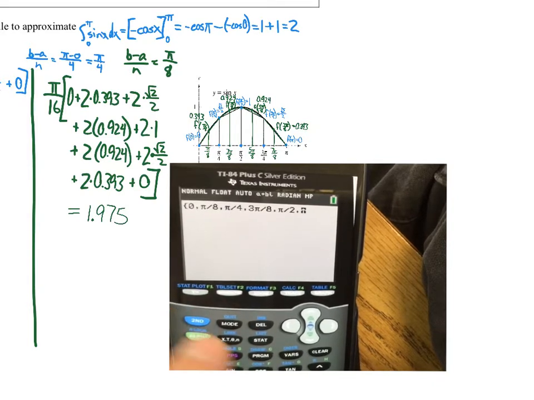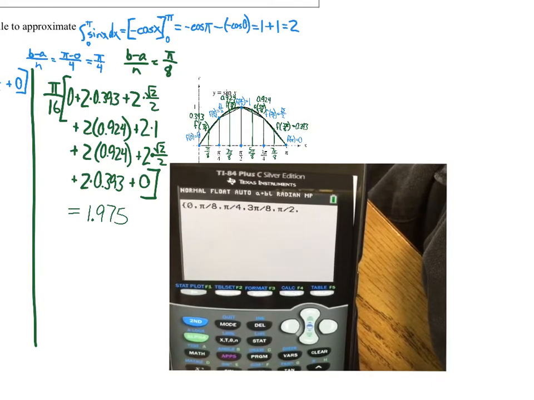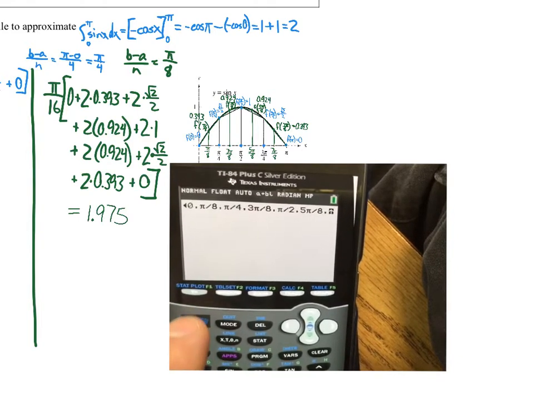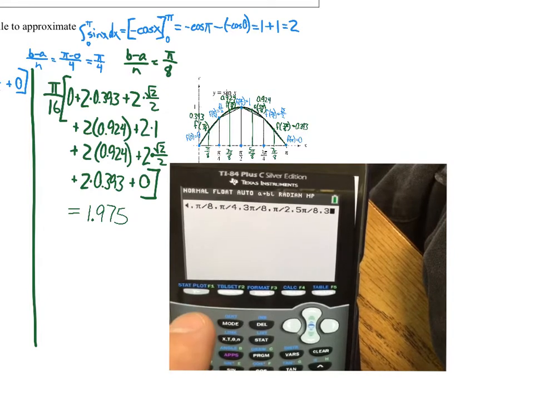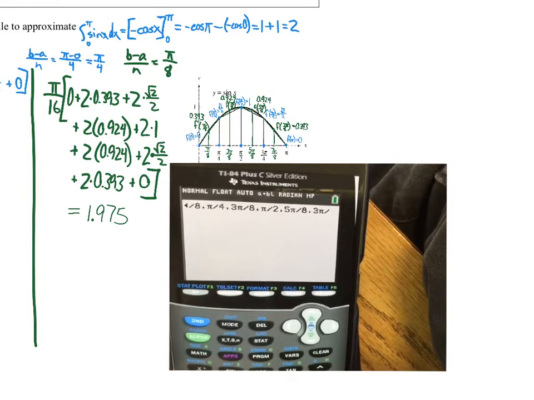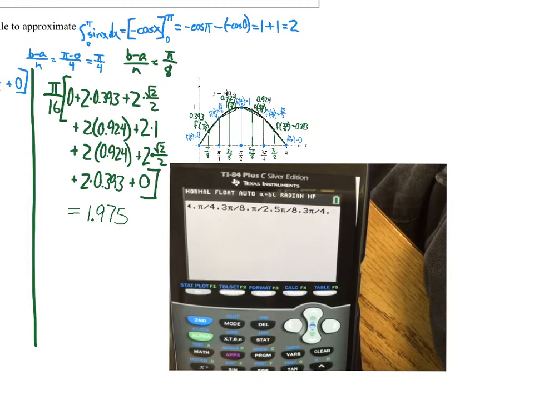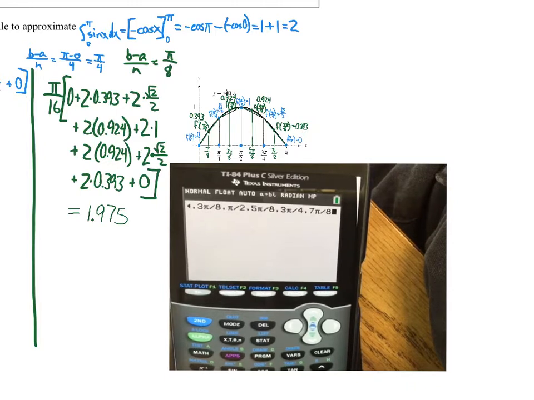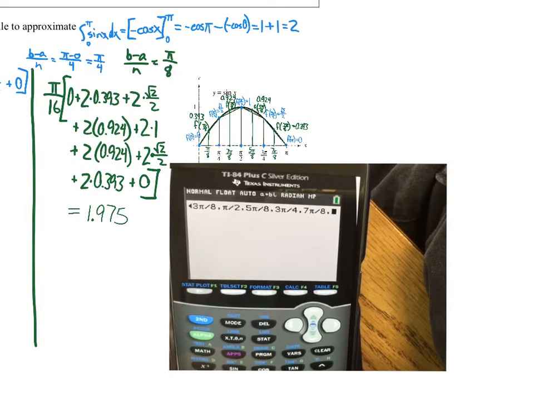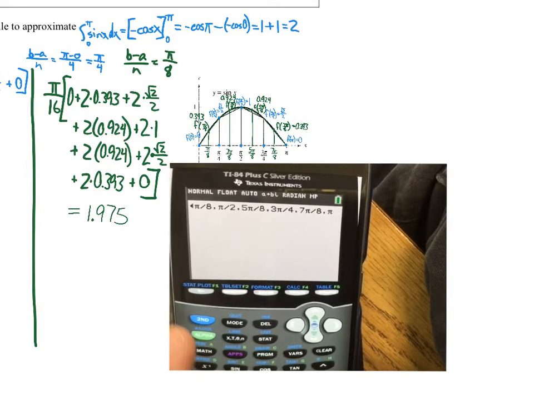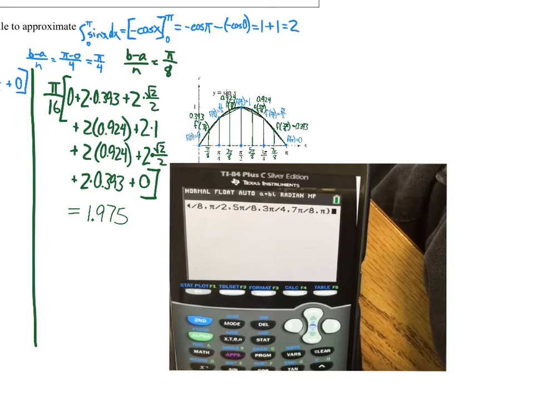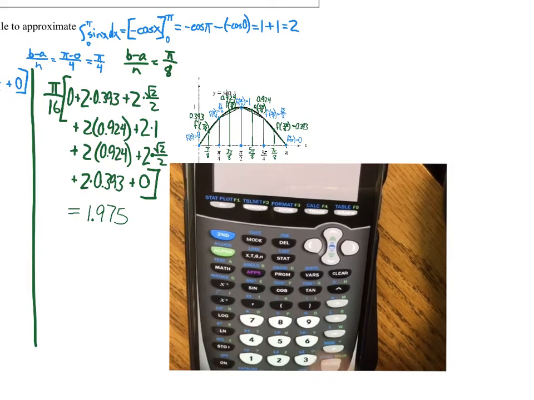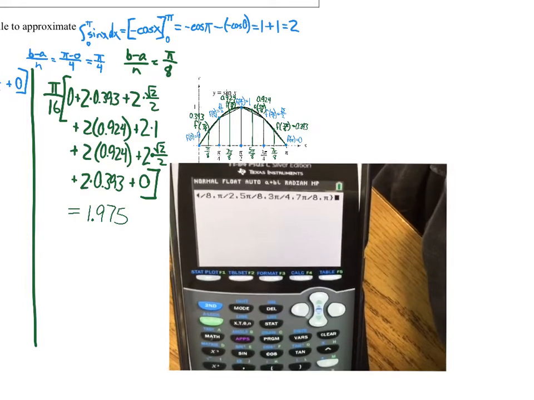5 pi over 8, comma, 6 pi over 8, which is 3 pi over 4, comma, 7 pi over 8, comma, and then pi. All right, and then I'm going to put a closing curly bracket on there. That's above the right-hand parenthesis, second right parenthesis, okay?